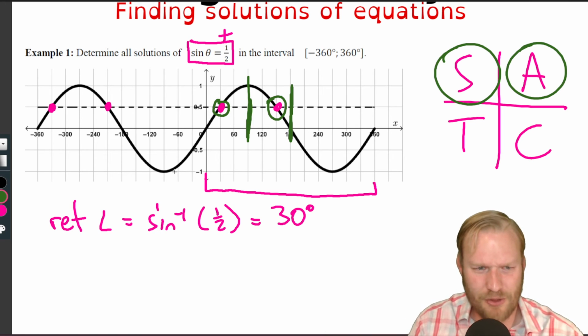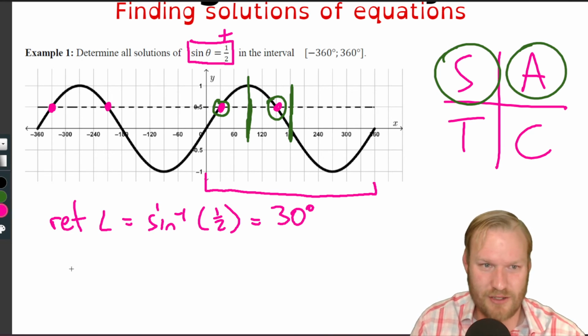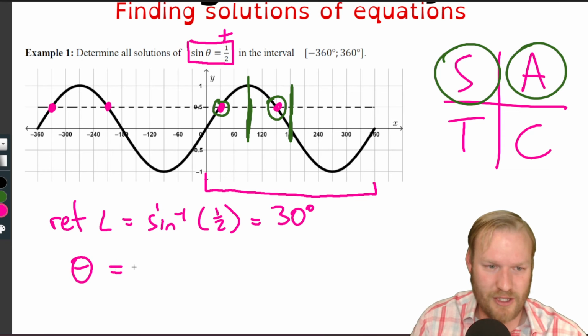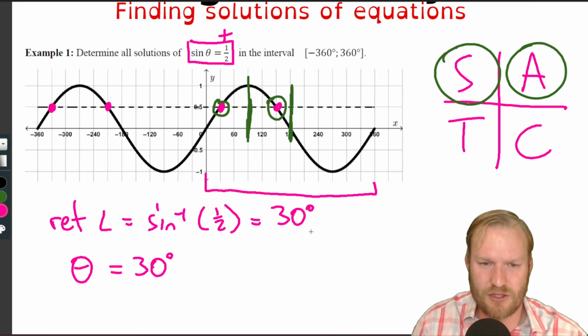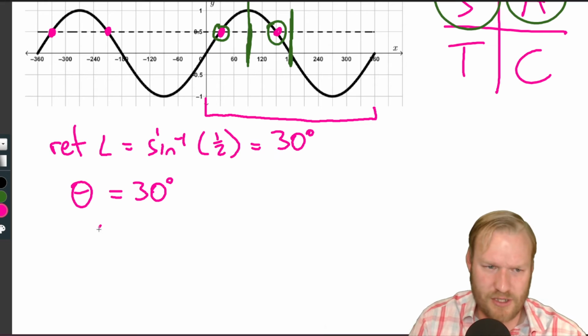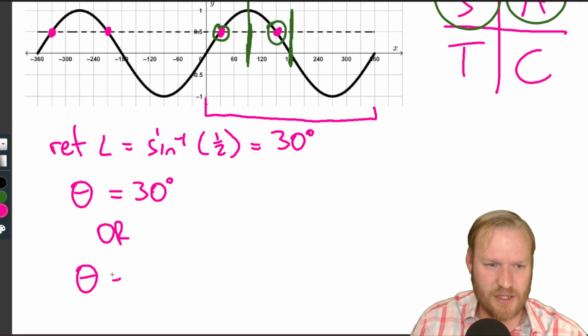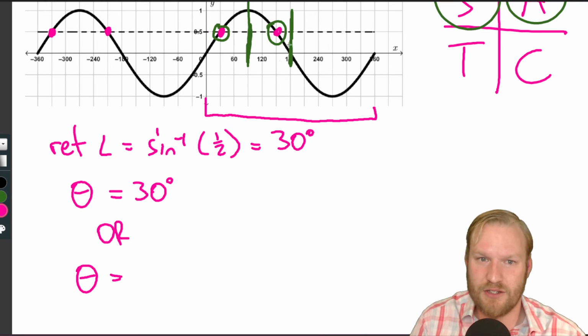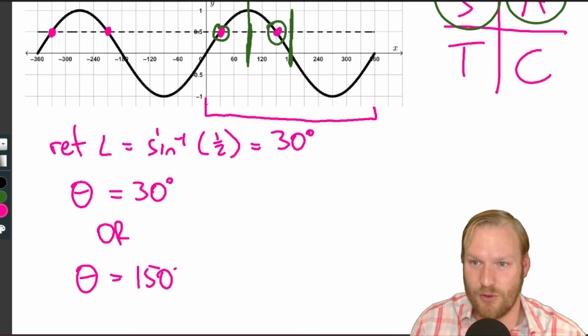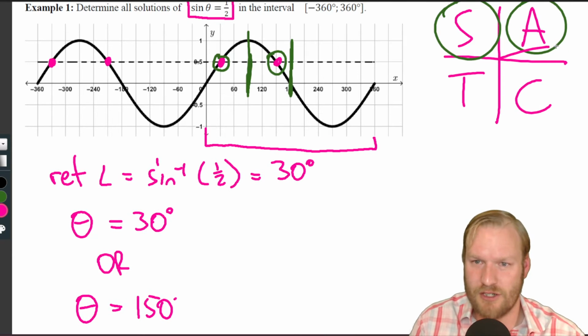So we can go, okay, 30 degrees is actually one of our answers. So theta equals 30 degrees. Or previously we would have said this as well: theta equals 180 minus 30, which visually we can see is 150 degrees. So that's in the second quadrant. So on the Cartesian plane, 30 or 150.